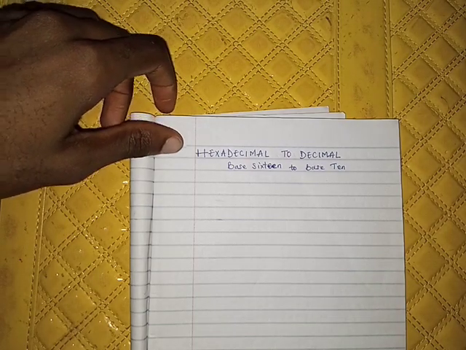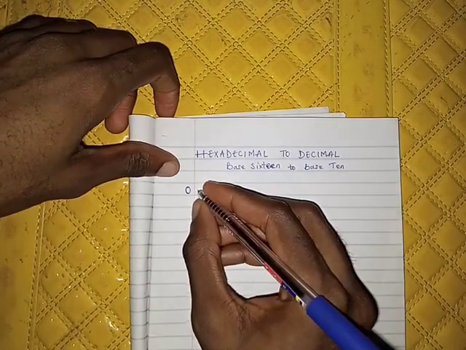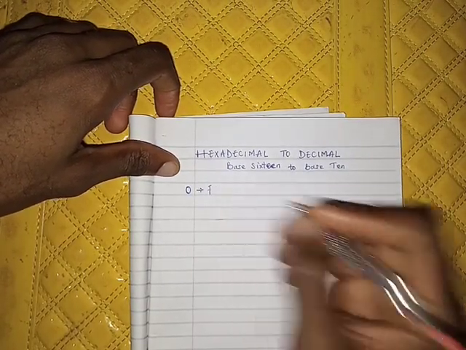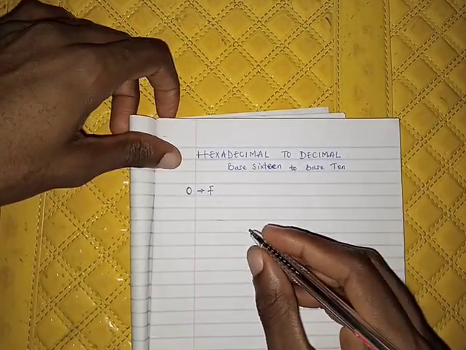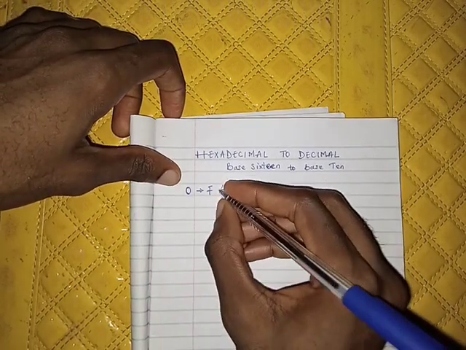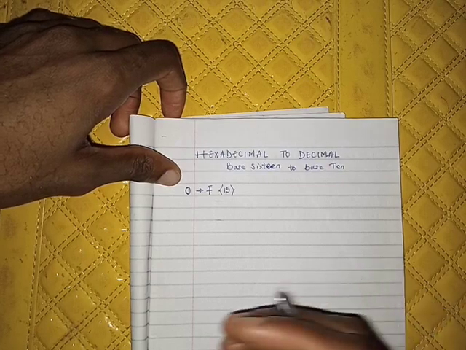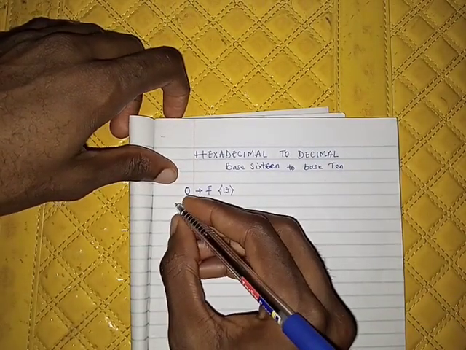In hexadecimal, we count from 0 to F, where F is 15 in decimal. That is, we count from 0 to 15. When we get to, okay, let's do something.